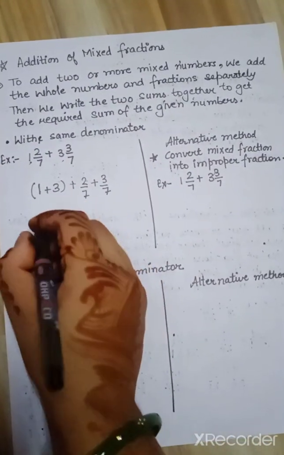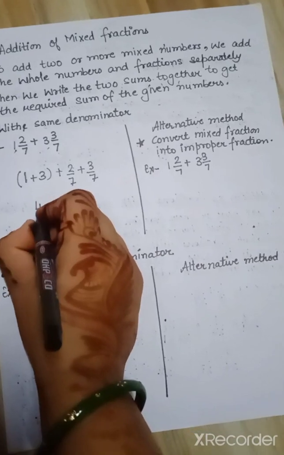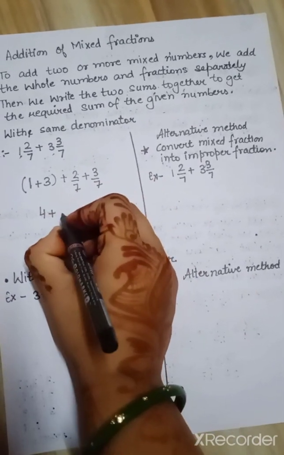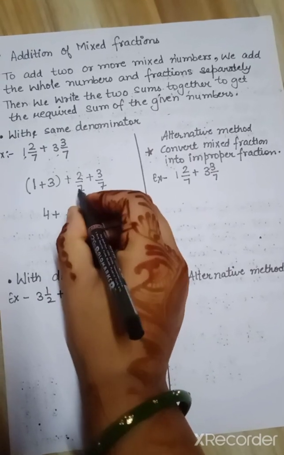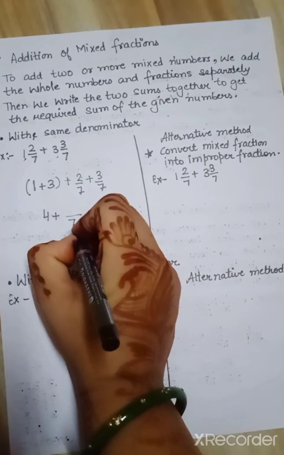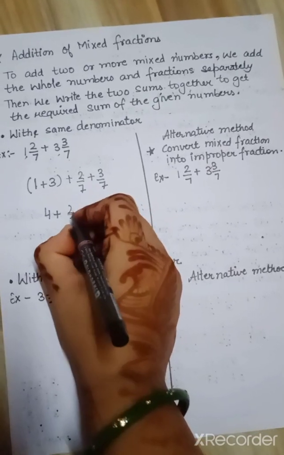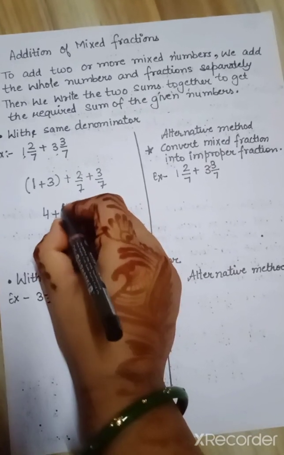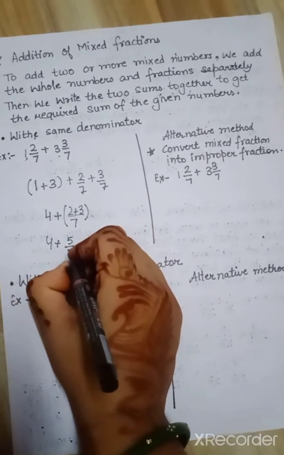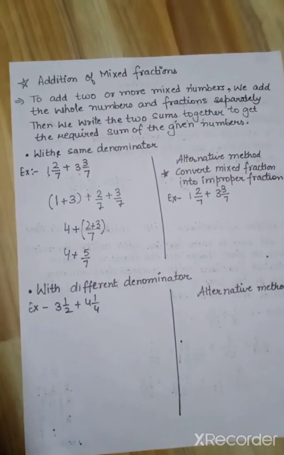Now 1 plus 3 is 4, as you all know, plus, the common denominators are there, so I will write 7. I have taken the LCM, or you can say the common denominator, so I am writing 7 here, and I will add 2 plus 3. So what I will get is 4 and 5 upon 7.